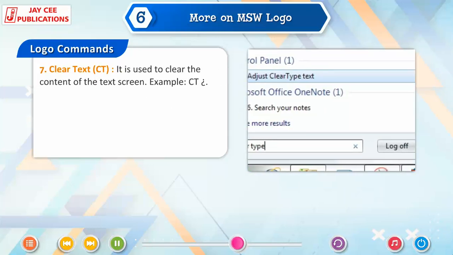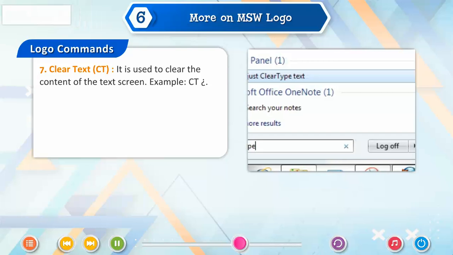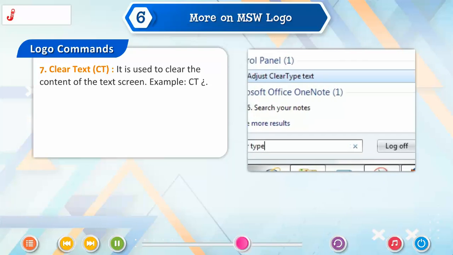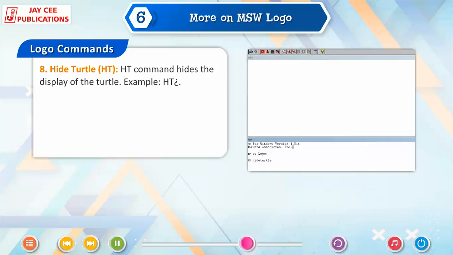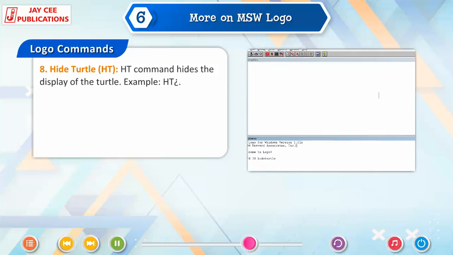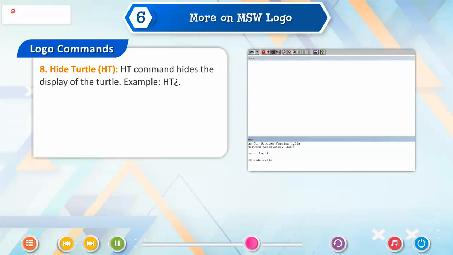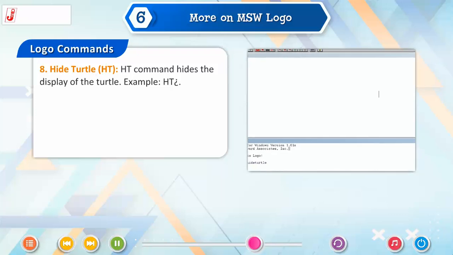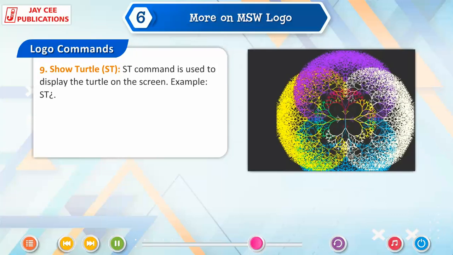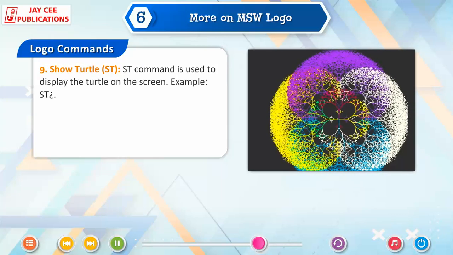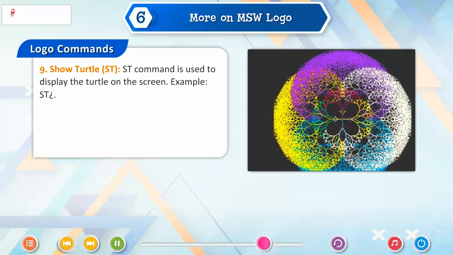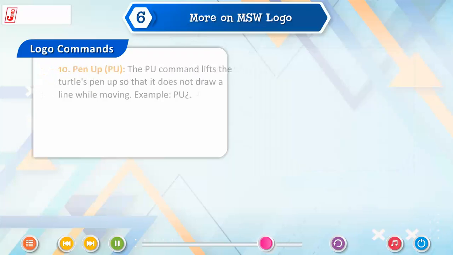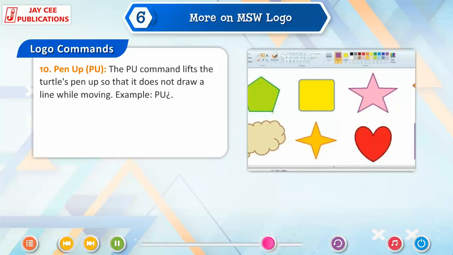7. Clear text, CT. It is used to clear the content of the text screen. Example, CT, Enter. 8. Hide turtle, HT. HT command hides the display of the turtle. Example, HT, Enter. 9. Show turtle, ST. ST command is used to display the turtle on the screen. Example, ST, Enter.